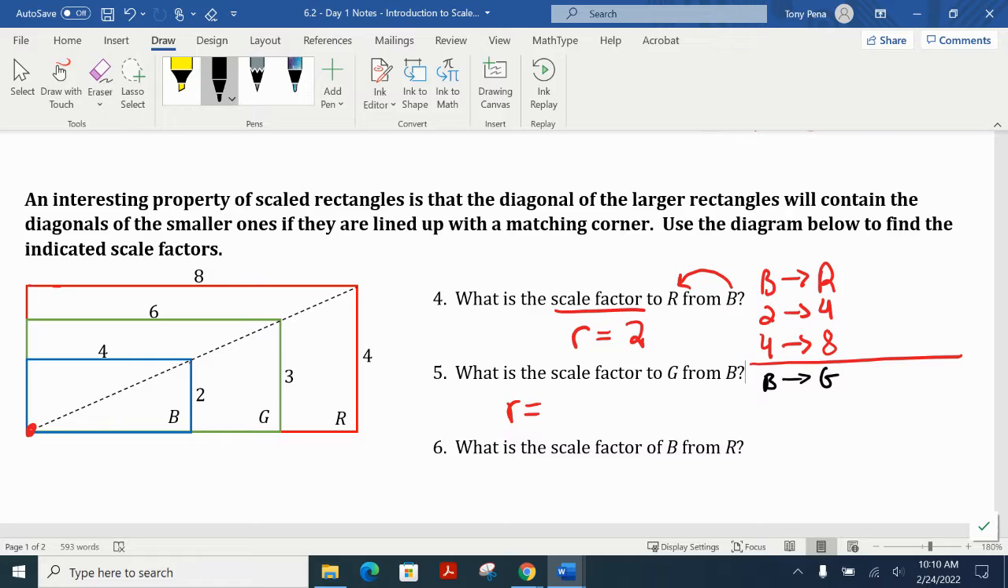Because when they're nice whole numbers, it's a little bit easier. This one isn't nice whole numbers, a little sneakier. All right, Kat, what'd you do? She says 1.5. How'd you get that, Kat?